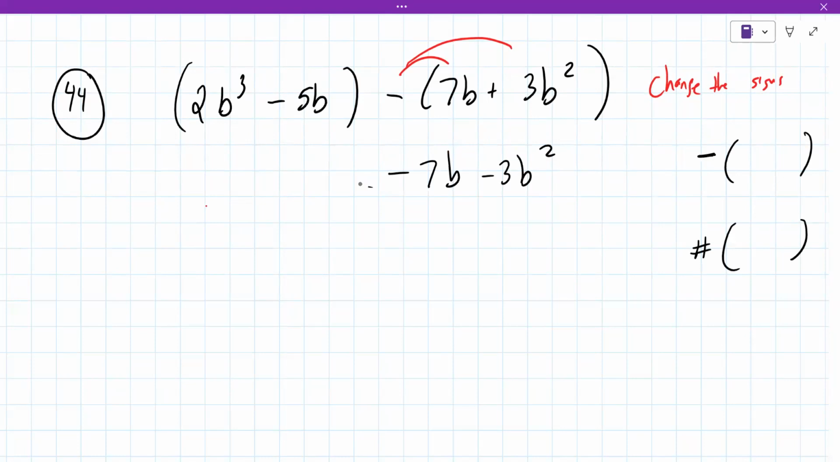Is that okay? Yeah. Now on the left here, there's nothing outside the parentheses. There's no number and there's no negative. That means you don't need them. You can just bring down what's inside the parentheses.